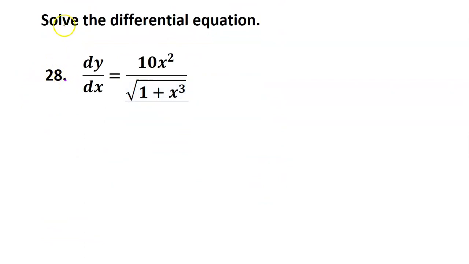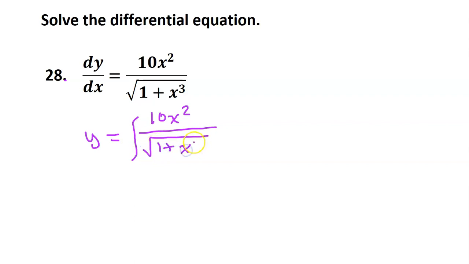Number 28 says solve the differential equation. This is a differential equation because it has a derivative in it. Solving the differential equation just means undoing this derivative and getting y by itself. We can accomplish that by taking the integral of both sides of the equation. The integral of the left side will simply be y. And then on the right side, we have the integral of 10x squared over the square root of 1 plus x to the third power.